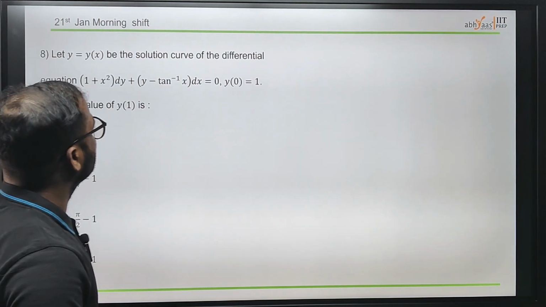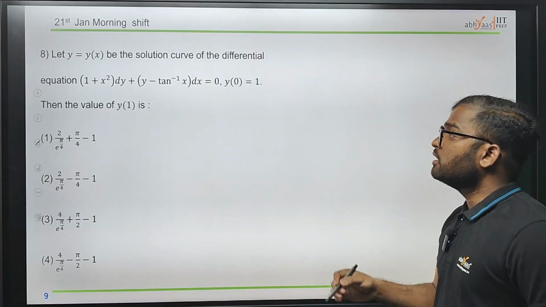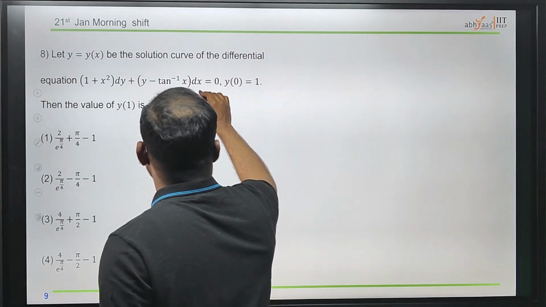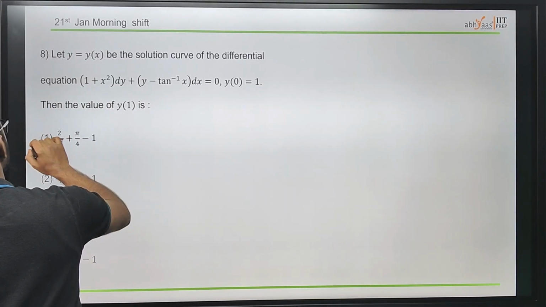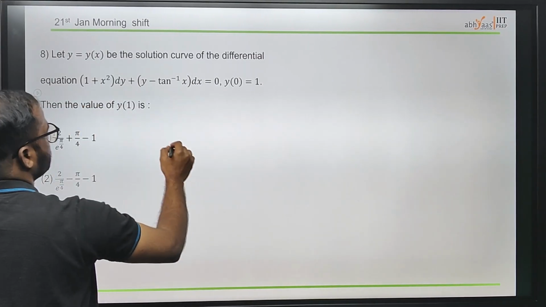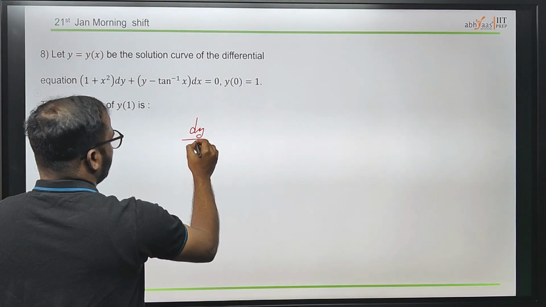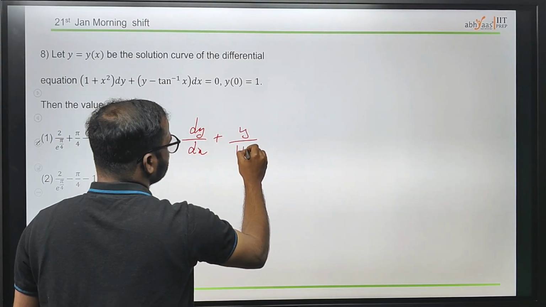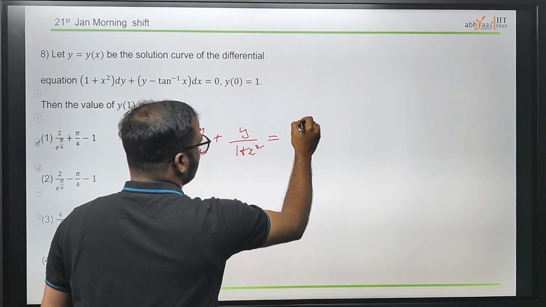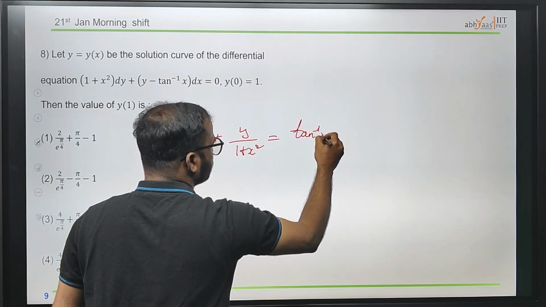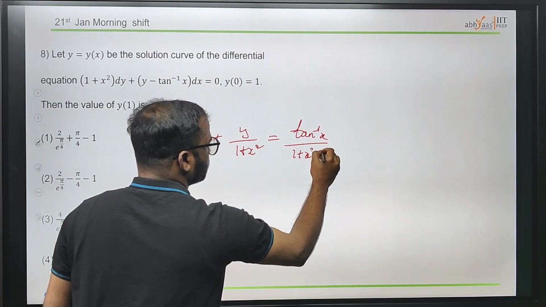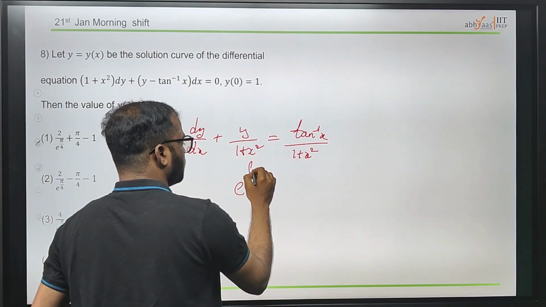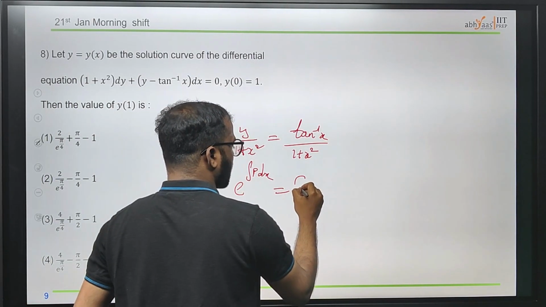Now we will move to the next question, which is asked in differential equations and is based on the linear differential equation. Now if you convert this into the normal form, we have dy by dx plus y by 1 plus x square. After simplification we get this kind of linear differential equation. The next process is e power integral of p dx, which is equal to the integrating factor.